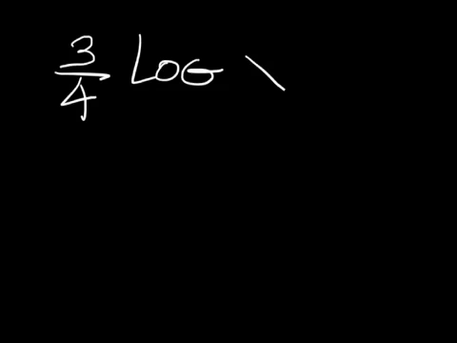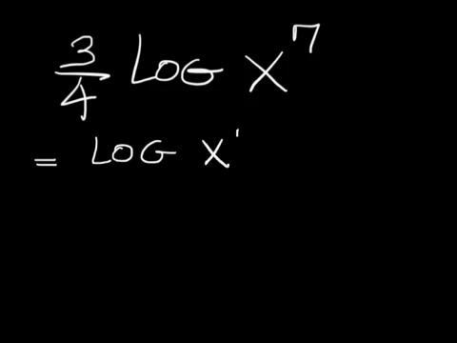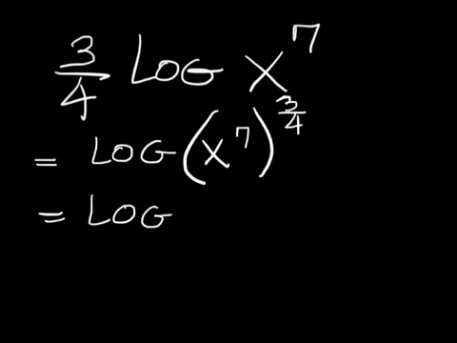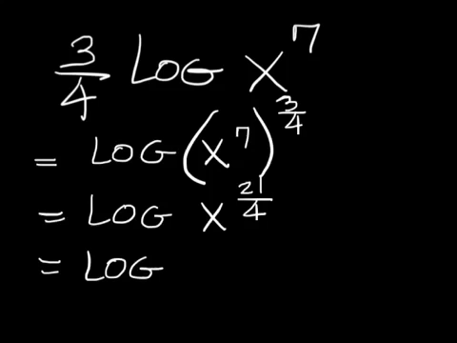3/4 log x to the 7th power. The solution is that you can take this back to log x to the 7th power to the 3/4 power, and then simplify that as x to the 7th to the 3/4, which would be x to the 21 over 4 power. And then you could do log of the 4th root of x to the 21st power. Drop this one off.